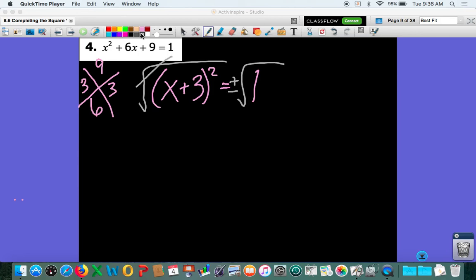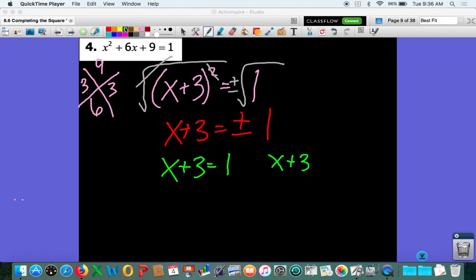Remember, your square root and your squared cancel, and that will leave you with x plus 3 equals positive or negative 1. Split this apart into my cases, so I have x plus 3 equals positive 1, x plus 3 equals negative 1. Okay, go ahead and solve.